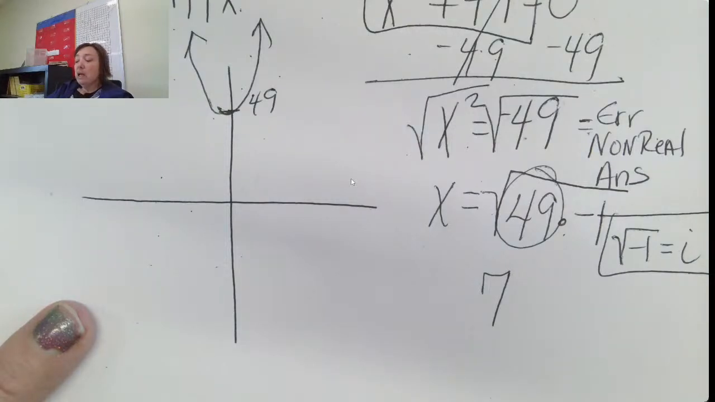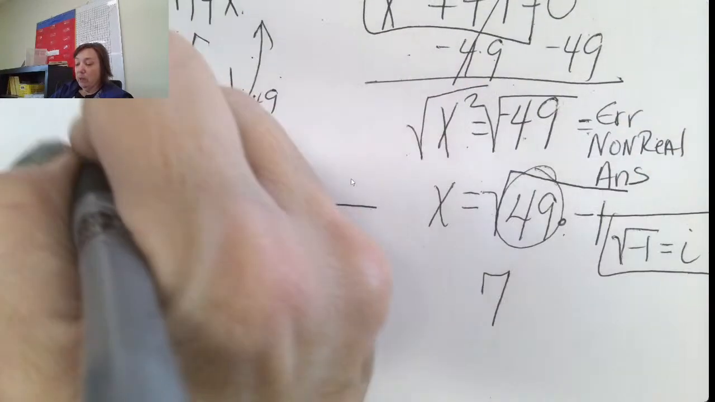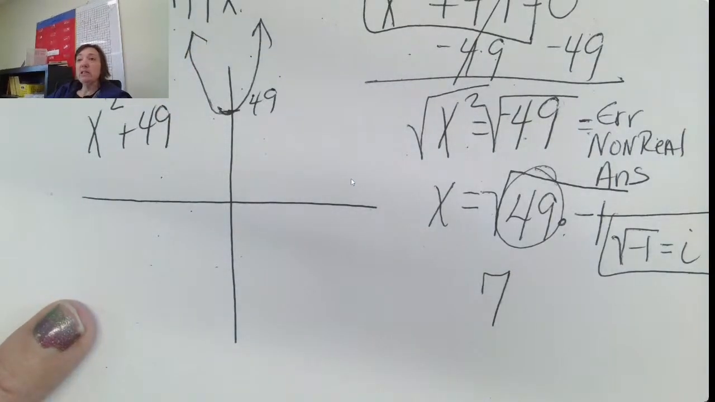Now, whenever I'm solving for x in x squared plus 49, I'm finding the locations where my parabola crosses the x-axis. That's what I'm doing. But it doesn't. So my answers are imaginary because it doesn't actually cross the x-axis.